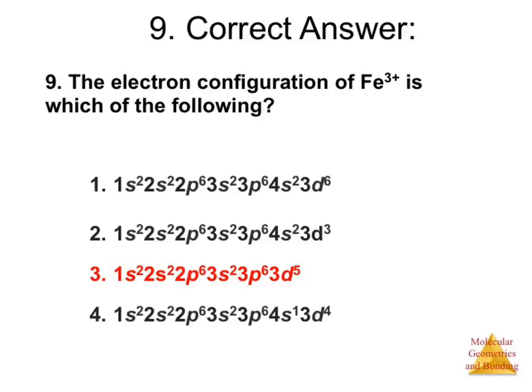Iron +3. It'll lose 2 electrons from the s first. It's 4s2, and then it'll lose 1 electron from the d. Now, there's lots of talking here. I'm just trying to figure out what's going on. Is there a question?